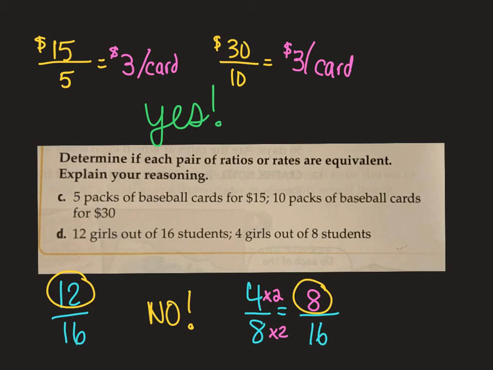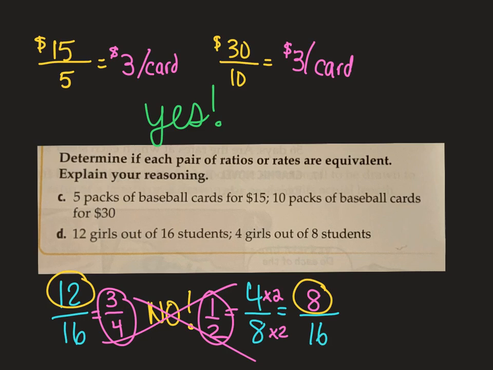I could have also simplified it. 4/8 is the same as a half. 12/16, let's see, if I divide by 4, I get 3/4. When I simplify, they don't equal each other. So there's another reason why it's no. I could have divided 12 divided by 16 and 4 divided by 8. And again, it would have proven no.